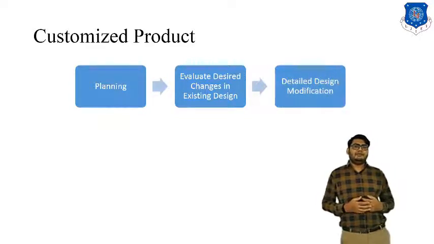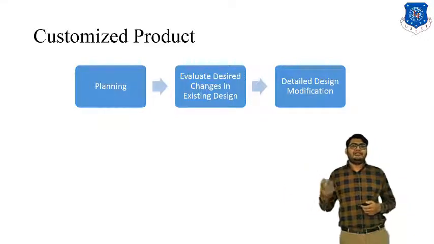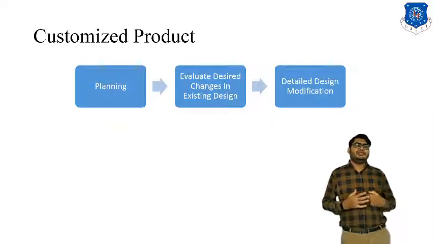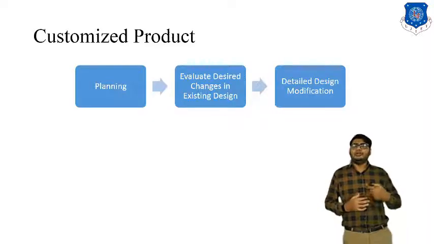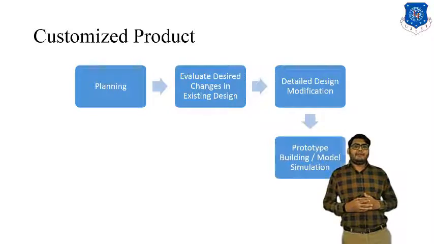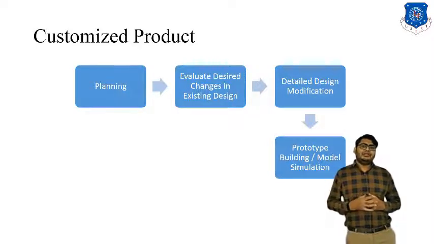After that, we design our modification. We make sure that we have gone through each and every modification that we need to do, and we make sure that the modifications that we are suggesting are feasible and those are not any safety hazards. After those modifications, detailed design is finalized, we can go for prototype building or model simulations.